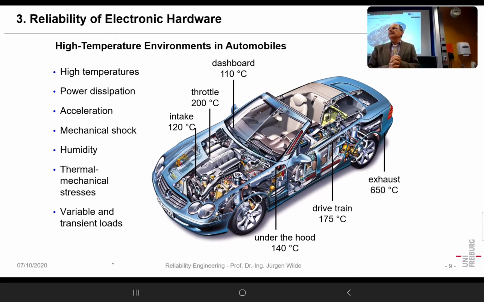but on the other hand, when you put it further into it, you can also have such temperatures here. Okay, so that just shows us temperatures are very much different depending on the location. High temperatures of the environment, power dissipation is important.